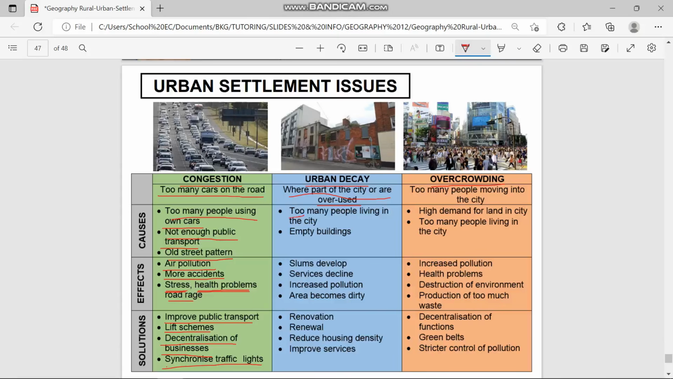The reason: there are too many people living in the city. That's number one, the empty buildings. People who were living in these zones have moved from these zones to the city, leaving buildings empty. Effects: the slums develop, services decline because there are few people. There are poor services now.